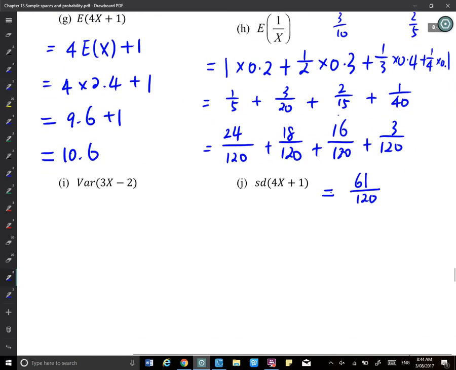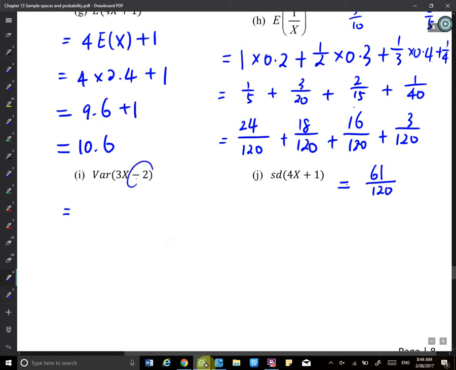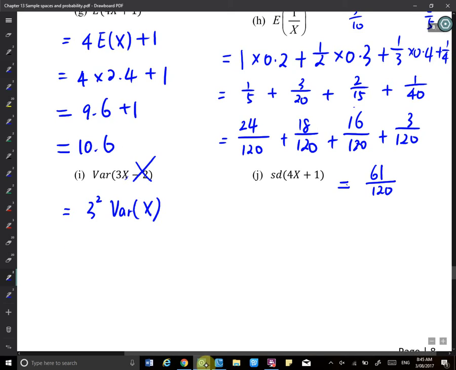Okay, next one, variance, and it's a linear transformation here. So the formula is we just don't think about the constant here. Just think about the coefficient of x, which is 3, but it will be 3 squared times variance of x. For expected value, variance, and standard deviation, the linear transformations will be slightly different. So that's 9 times variance of x, which is 9 times 6.6.